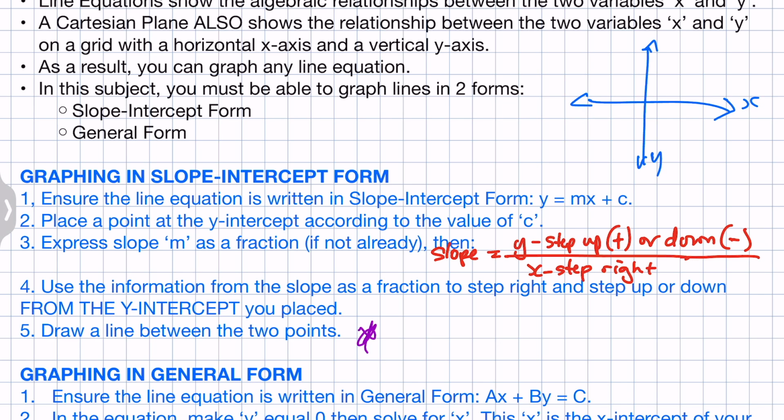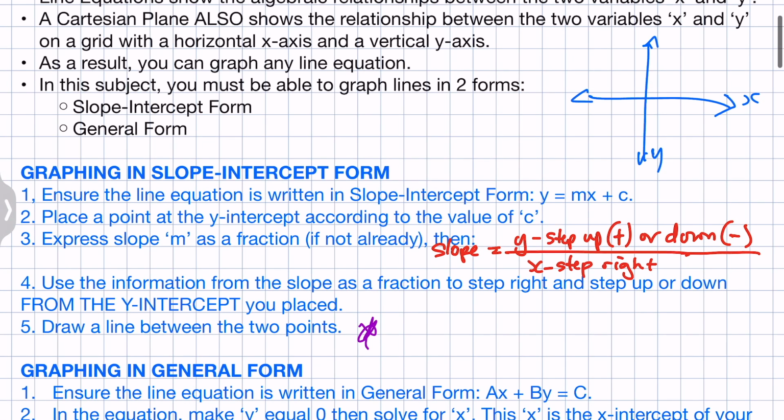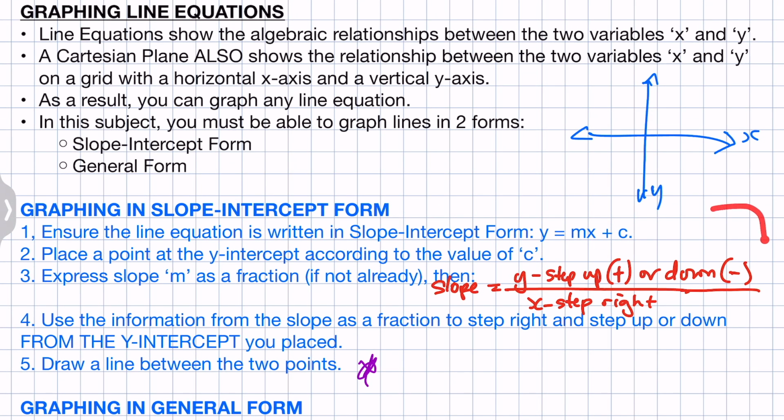Don't worry about getting this. If you've started writing the general form stuff, that's fine. But I would actually prefer to demonstrate this first, and then we'll go to the graphing in general form steps after.